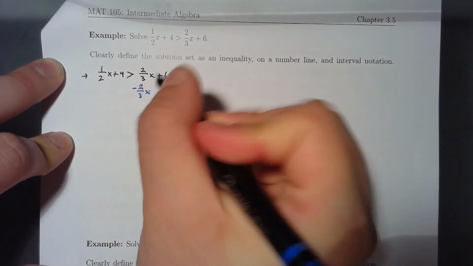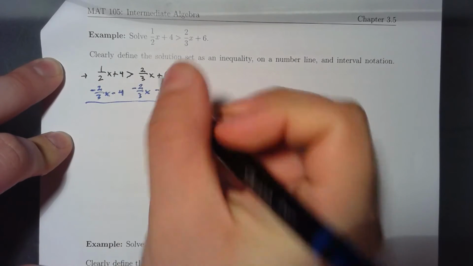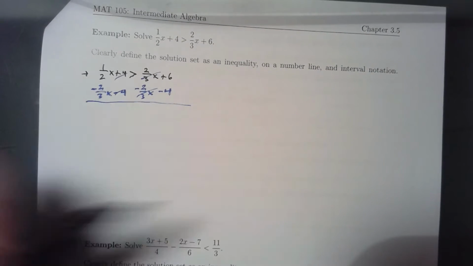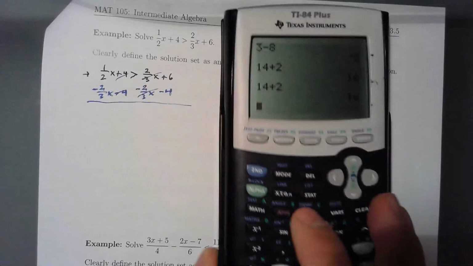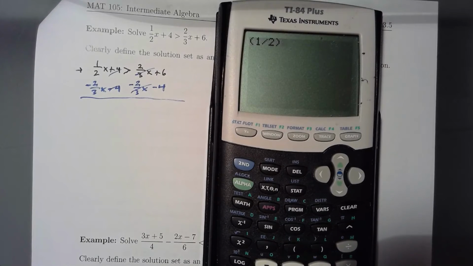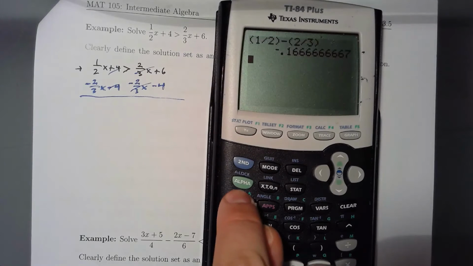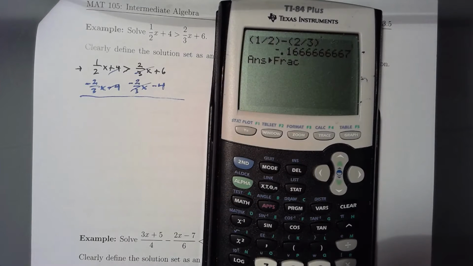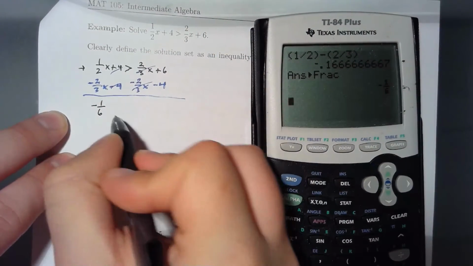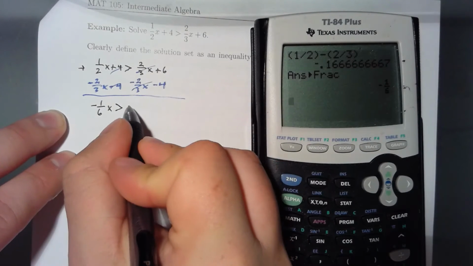Subtract 2/3 x and then subtract 4. So the 4's cancel, the 2/3 cancel. So 1/2 minus 2/3. I like to keep things as fractions because it's easier that way. So 1/2 minus 2/3 is, I'll make that as a fraction. Remember, go to math, enter on fraction, and I'll write it as negative 1/6. So it's negative 1/6 x is greater than 6 minus 4 is 2.